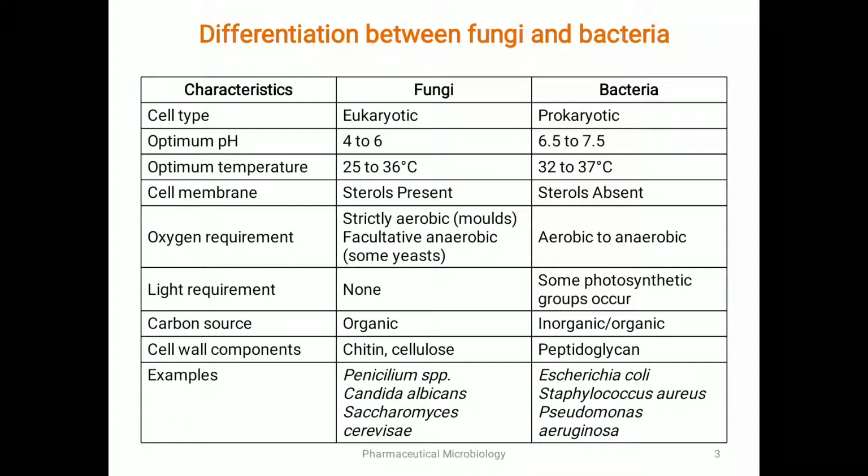Optimum pH, means at what pH these microorganisms grow well. So fungi have the optimum pH of about 4 to 6, while bacteria grow best at 6.5 to 7.5 pH, which is neutral pH. We can say that fungi grow at acidic pH.